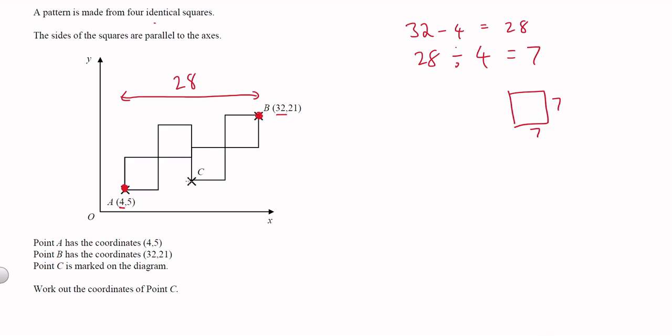I can easily work out the x coordinate of C. Starting off with 4, add 7. Okay, so I'm going to add 7 and add another 7 to reach the C coordinate. Right, so 4, add 7, and another 7, that gives me 18. So C is 18 along the corridor. That's the x value.